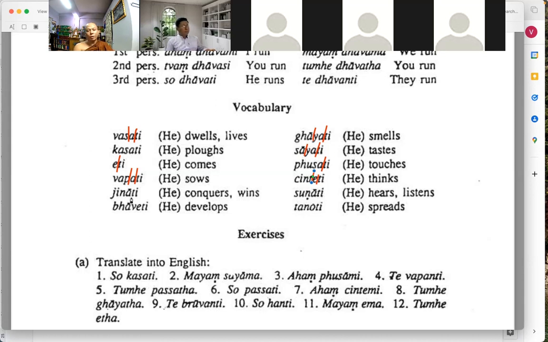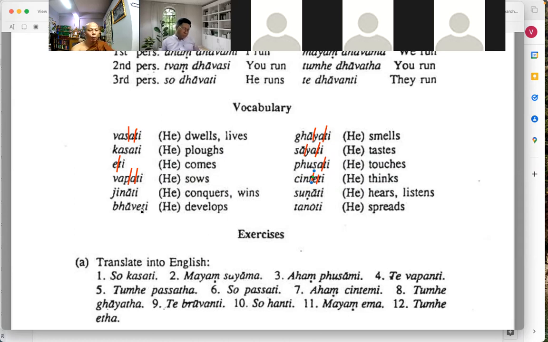And then su na di, also we already learned, right? Root su and the na sign with the dot. And then di, su na di, so he hears or he listens. And by replacing di, su nan di, they hear, they listen. And su na si, you hear, you listen. Su na ta, you plural hear, you listen. And Sunami, I hear, I listen. Sunama, we hear, we listen.